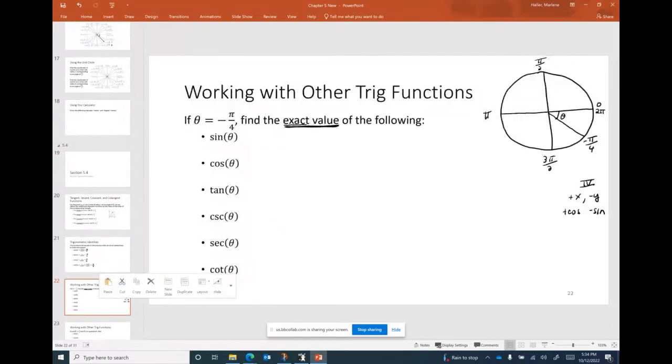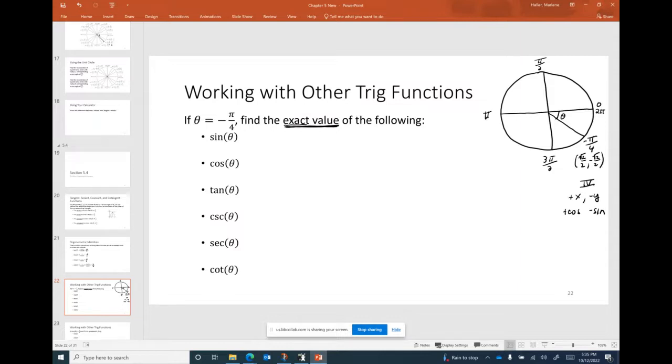Knowing those x and y coordinates, if I wanted to, I could even label them here. I think I will. The x is positive square root 2 over 2. It's hardly legible, let's try that again. Positive square root 2 over 2. The y is negative square root 2 over 2. All right, there are my x and y coordinates.